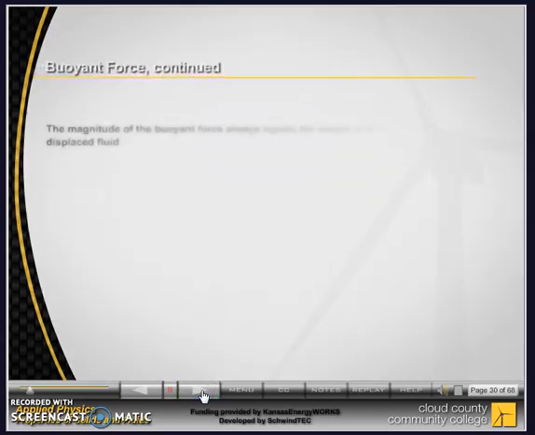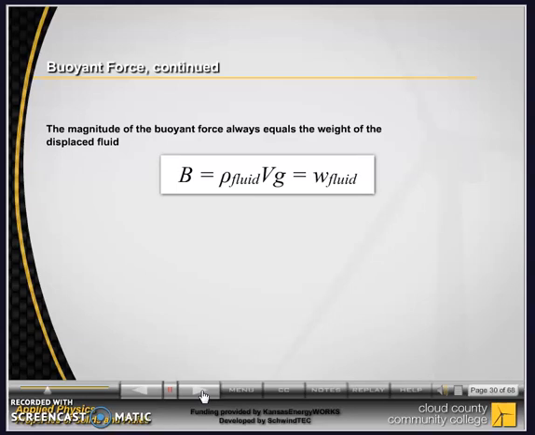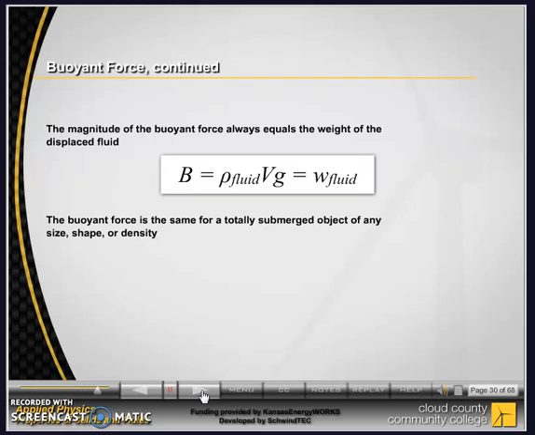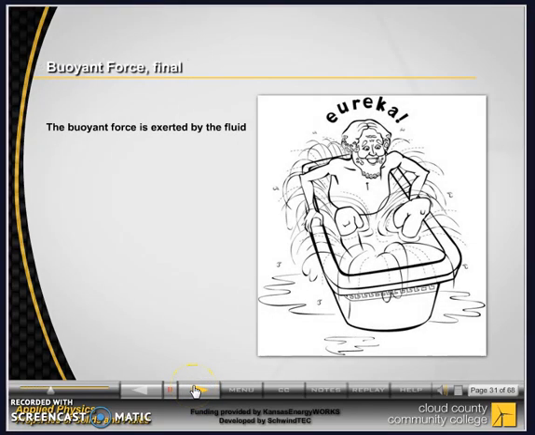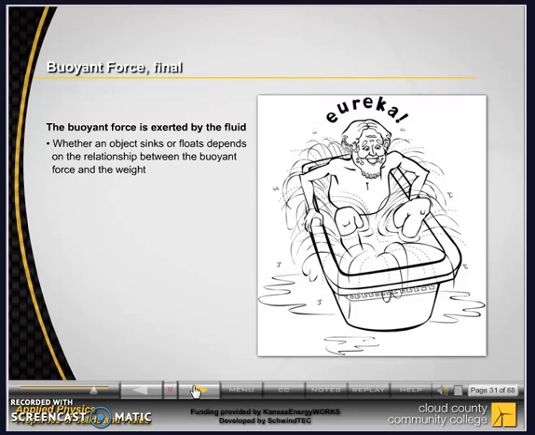The magnitude of the buoyant force always equals the weight of the displaced fluid. The buoyant force is the same for a totally submerged object of any size, shape, or density. The buoyant force is exerted by the fluid. Whether an object sinks or floats depends on the relationship between the buoyant force and the weight.